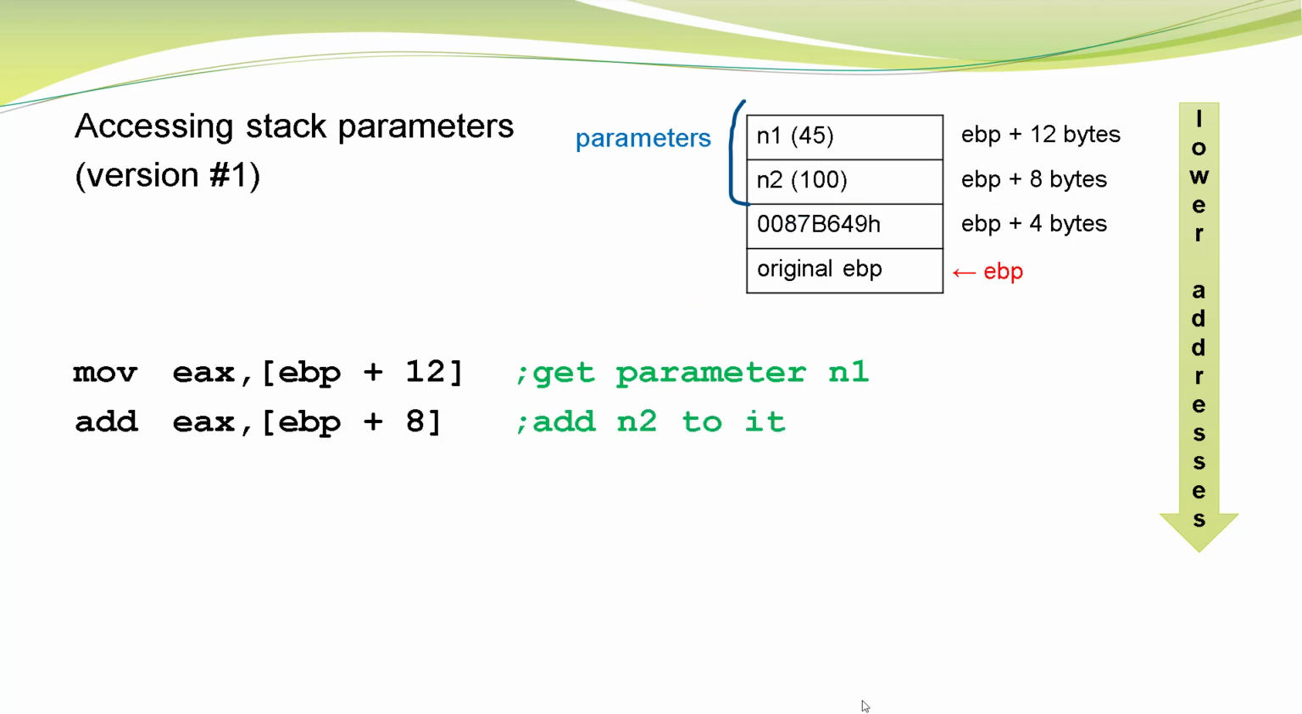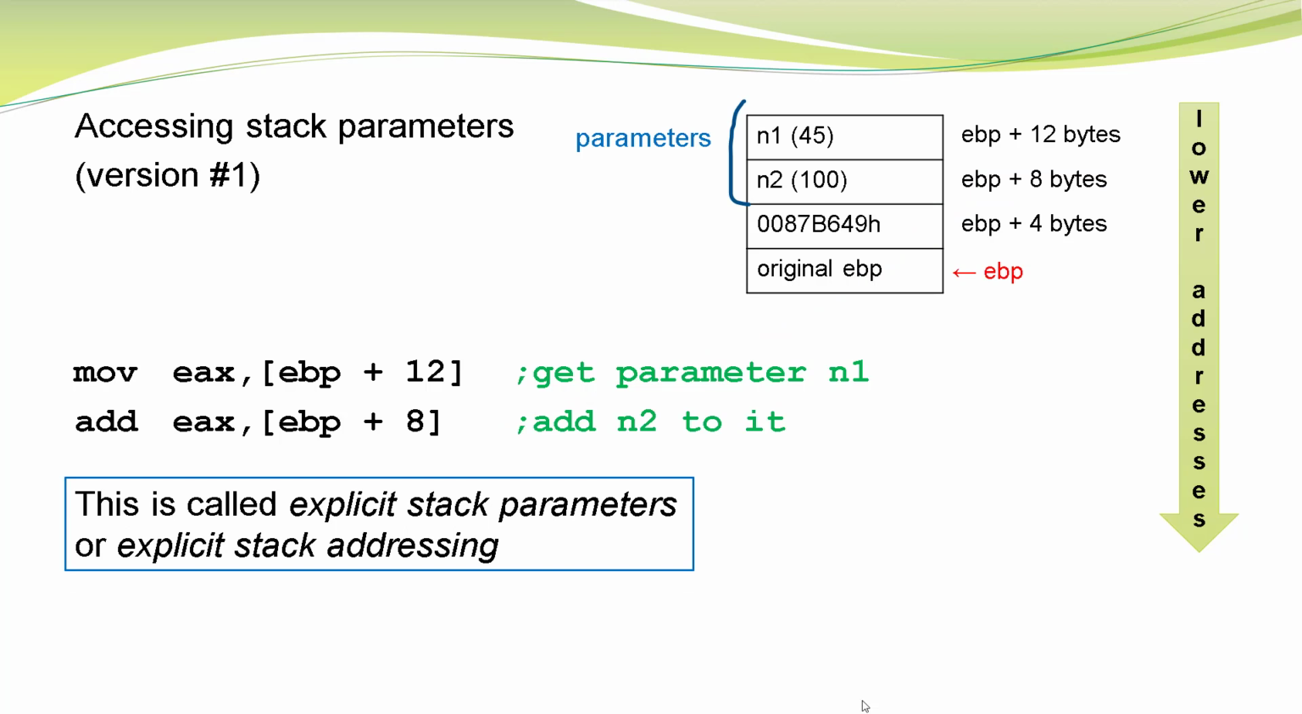The next line of code says go 8 bytes above where the EBP register is pointing, and I can get the 100. Now this type of addressing is called explicit stack parameters or explicit stack addressing because you're explicitly saying, I want to go this many bytes above where EBP is pointing.